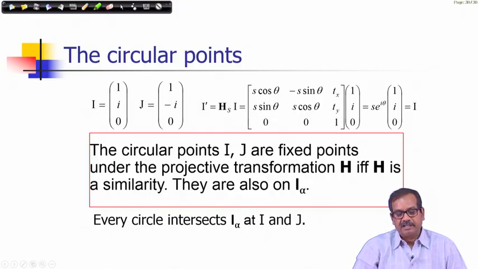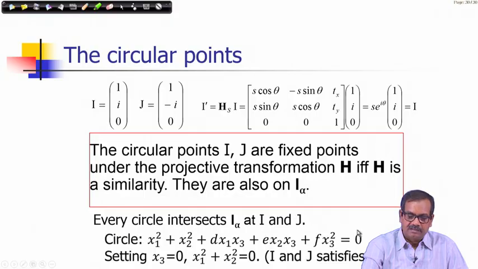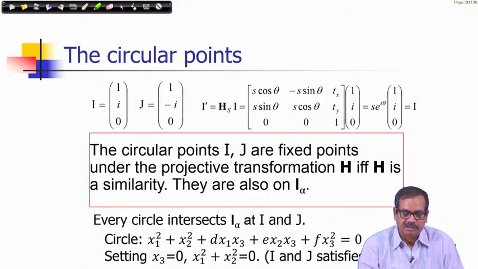So, every circle intersects the line at infinity at I and J. That is another property of circular points. Every circle. So, let us elaborate this part. You consider a representation of a circle in the homogeneous coordinate system.